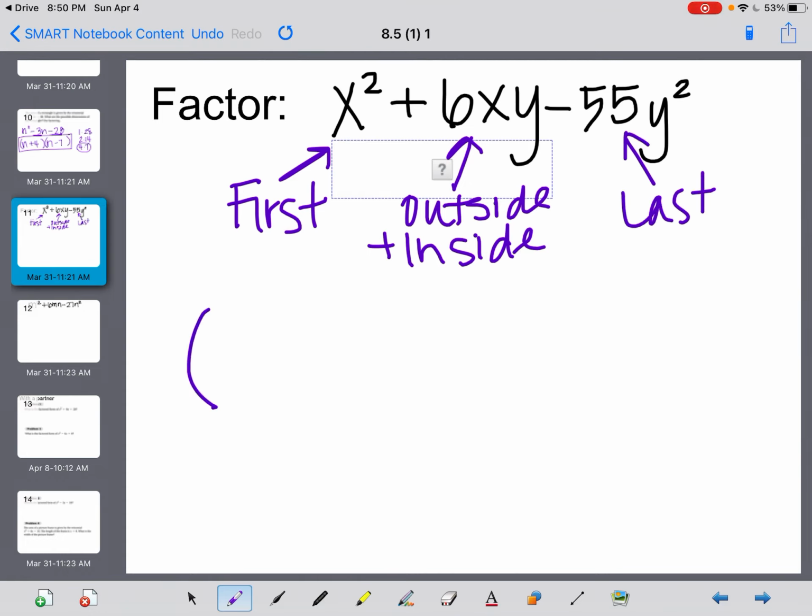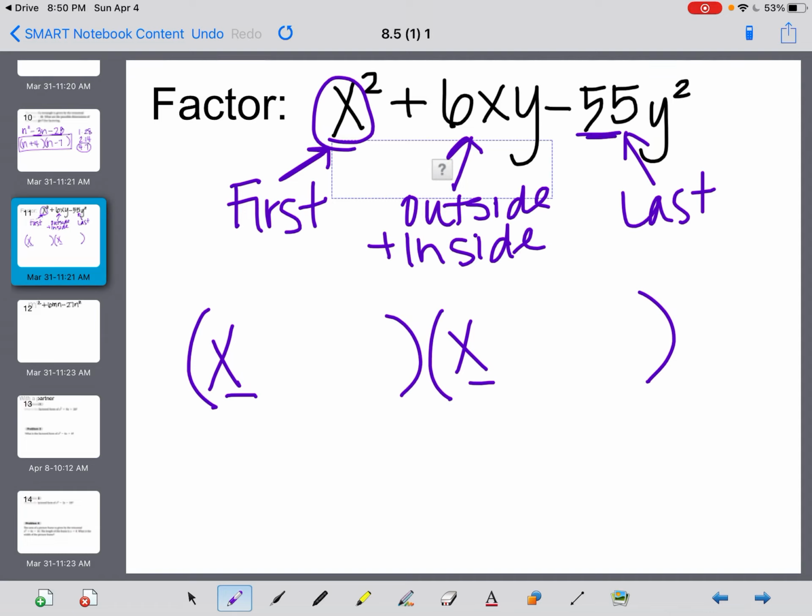Okay, so when I am factoring this, the first number has to be whatever it's going to take to make the x squared. So there's where I have my x times x. Then I still need a number that will multiply to be negative 55 and add to be 6. But this time, because my last digit has to be y to the second power, they're each going to have a y in them.